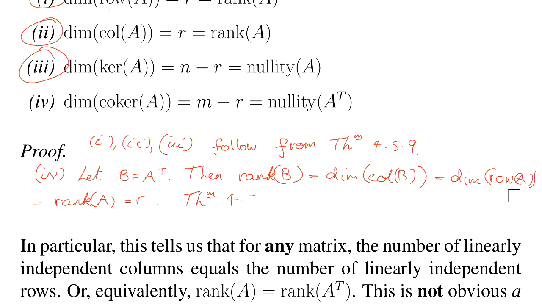So 4.5.9C implies that the dimension of the null space of B is just m minus the number of pivots. Okay?